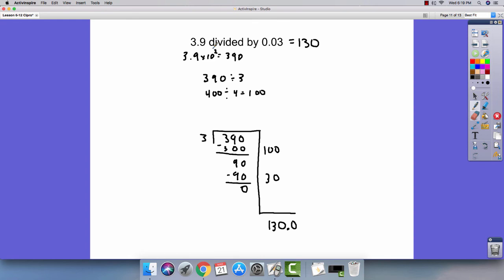All right. So I hope this helps come up with some strategies for dividing decimals.